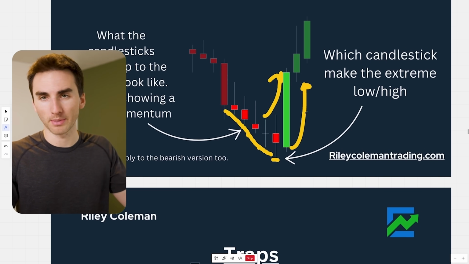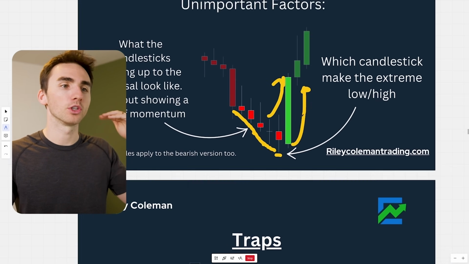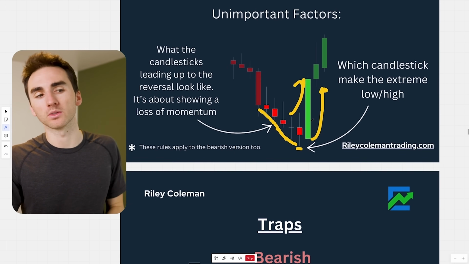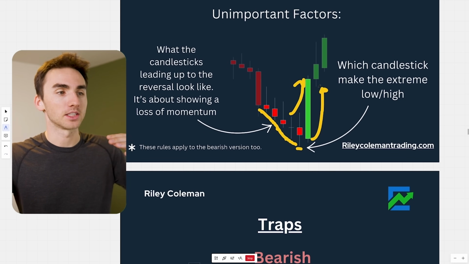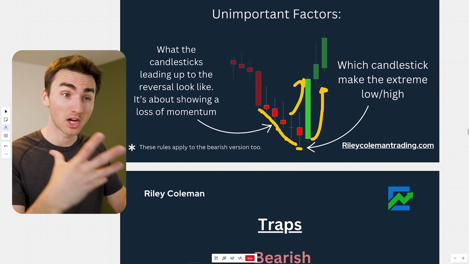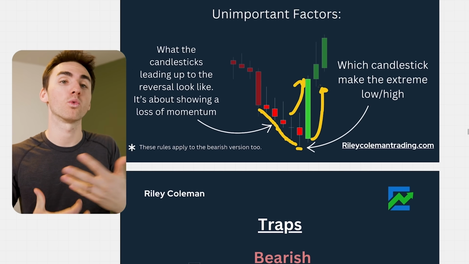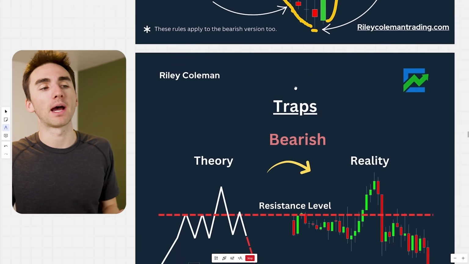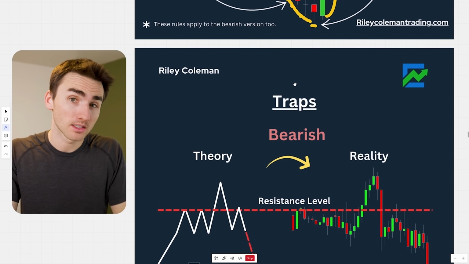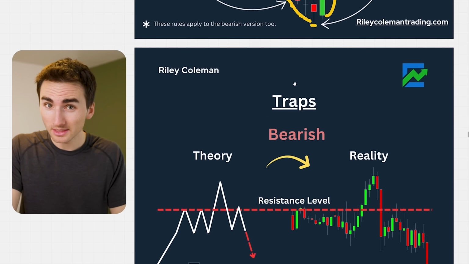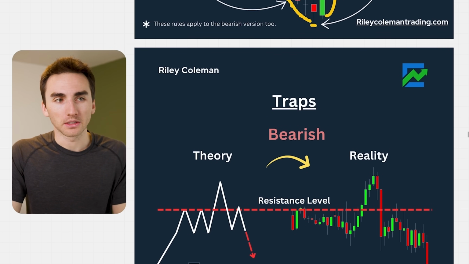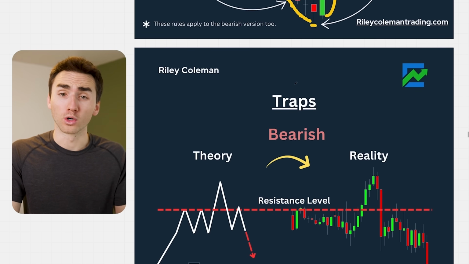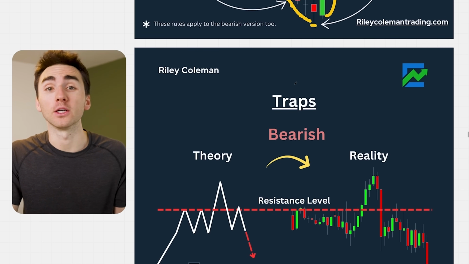And again, the pattern is still valid. So don't try and get bogged down in those little details. The main thing is understanding the main psychology and price movement of what is going on in these patterns and what they're telling you about the market. Now, let's get into some of the more complex ones. And the first one here is a trap, or what I like to call in another way, a failed breakout.